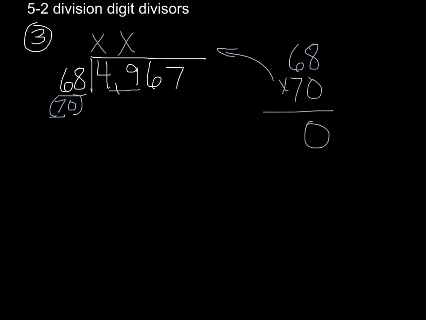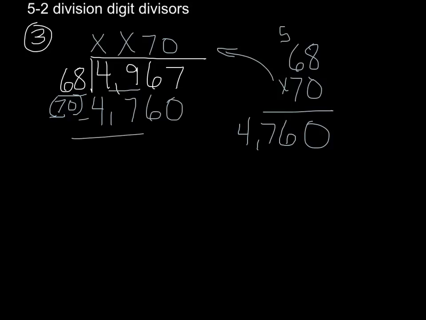I'll use the little shortcut method, and 4,760. Yeah, I don't think I'm going to get any closer than that. So I'm going to say, all right, 70 groups of 68 equals 4,760. And I can take that out of my dividend. That leaves me with 207. All right, I got that. I'm going to go back to my thinking number again.